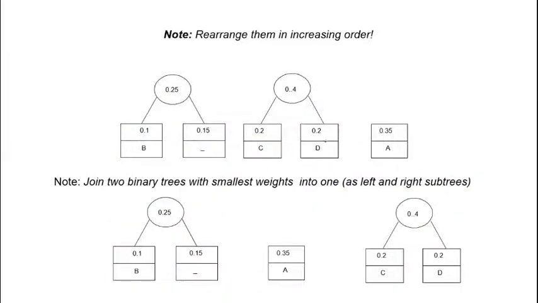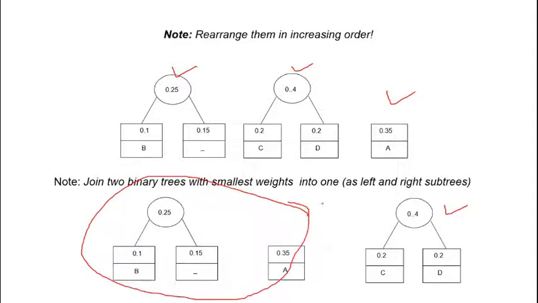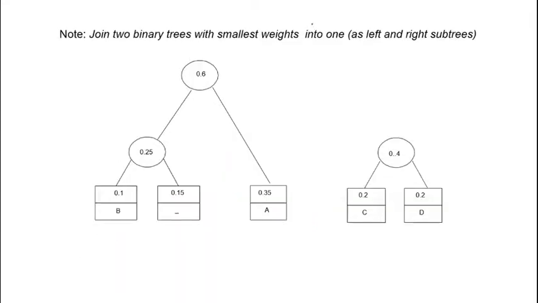Next, rearrange them in increasing order. So we have to rearrange. This is actually the minimum, and these are greater than 0.4, so we arrange like this. Then join the two binary trees with the smallest weight into one with left and right subtrees. So we have to join these. When we arrange this, 0.35 and 0.25, the pair is taken to join the tree, becoming like this.